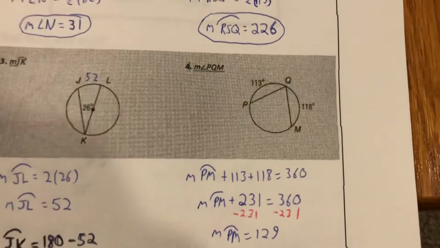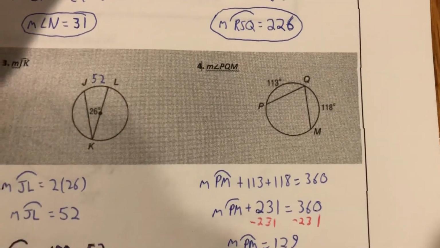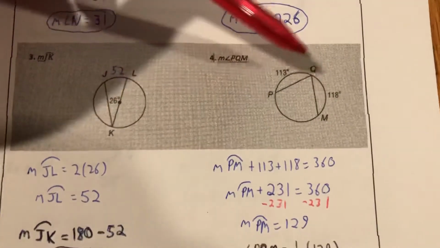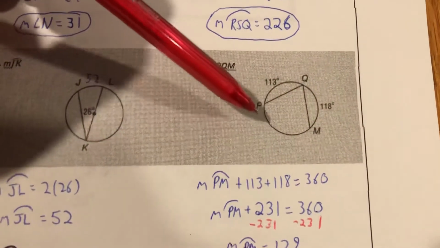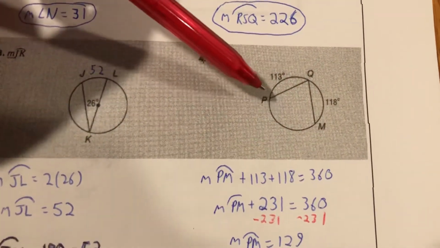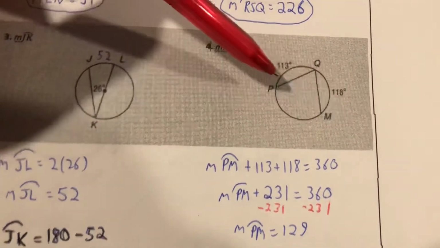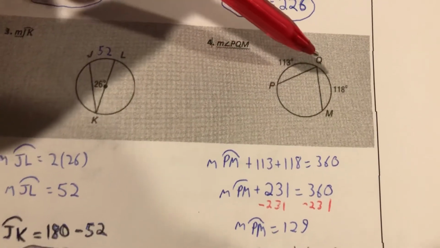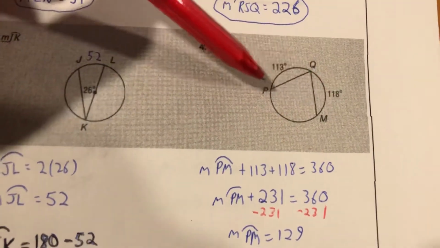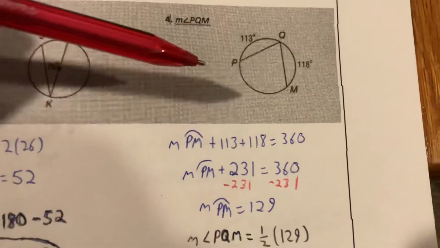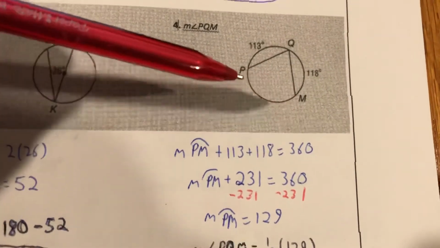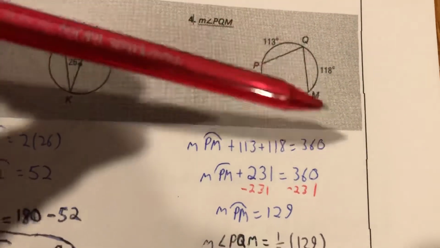Looking at the last one, we're looking at the measure of angle PQM. So we don't have the intercepted arc for that angle, but we do have the rest of the circle. If you look here, arc PQ is 113, arc QM is 118, so we have the rest of the circle. So if we want arc PM, we'll be able to use that to get the measure of angle PQM at the end.